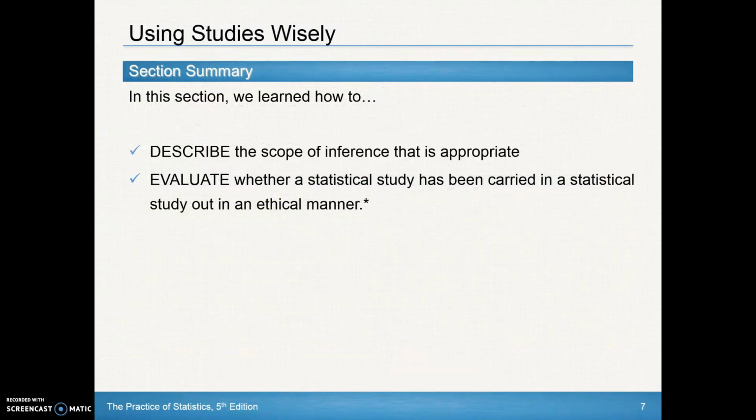Okay, so this is what Section 4.3 was about. You should be able to describe the scope of inference that is appropriate and whether a study has been carried out in an ethical manner. Okay, that is it for Chapter 4.